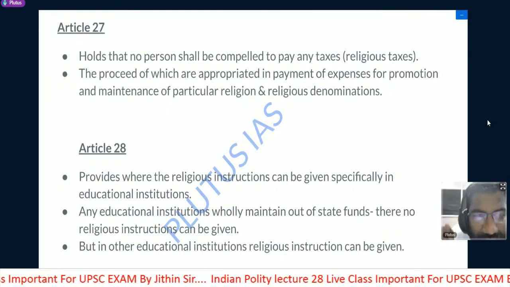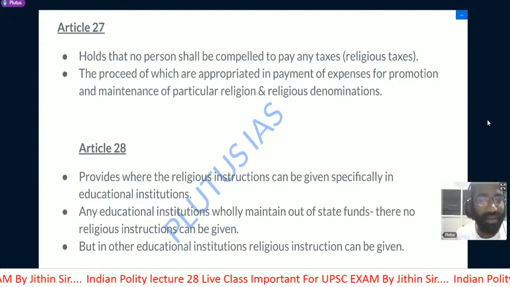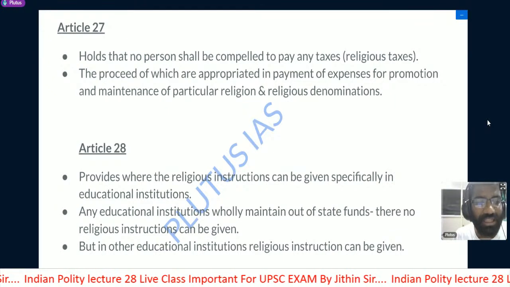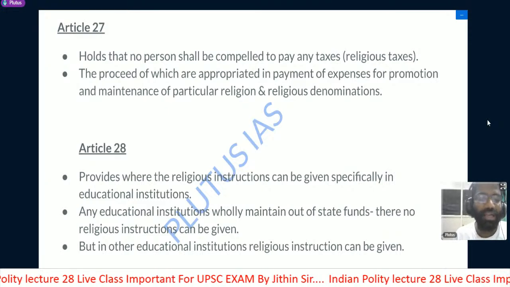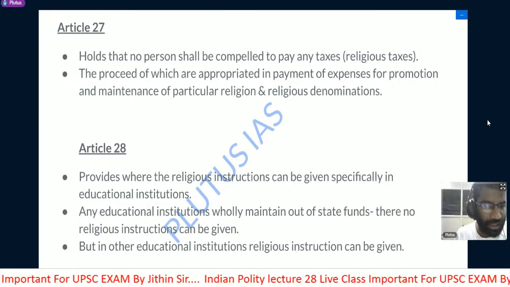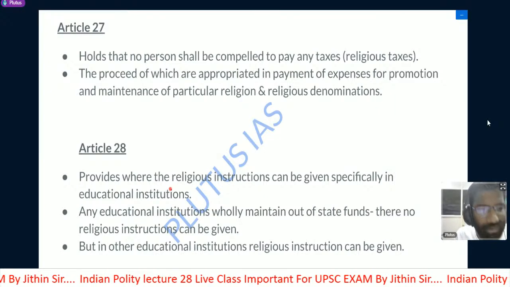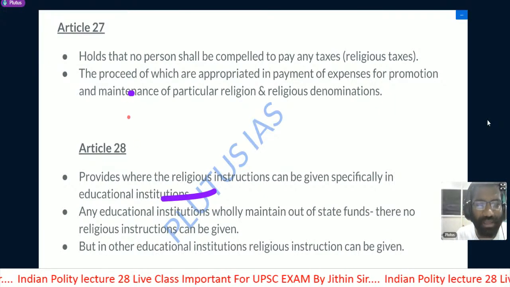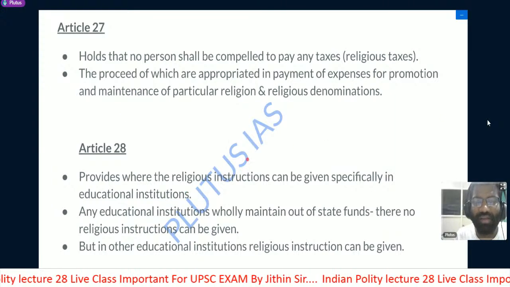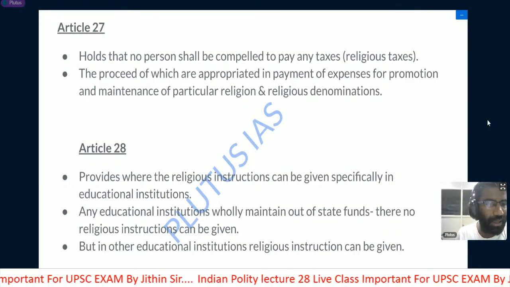I hope Articles 25, 26, 27, 28 are clear. That completes the fourth fundamental right, the right to religion. Article 27 and Article 29 do not have any exceptions. If there were any exceptions, I would have quoted them. There is nothing controversial in this. Clear?